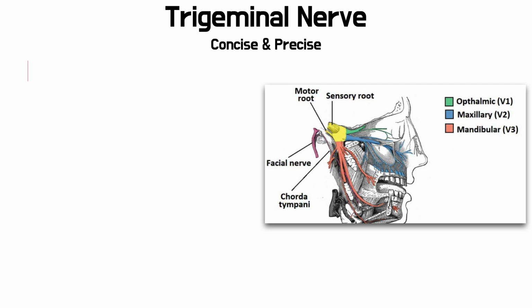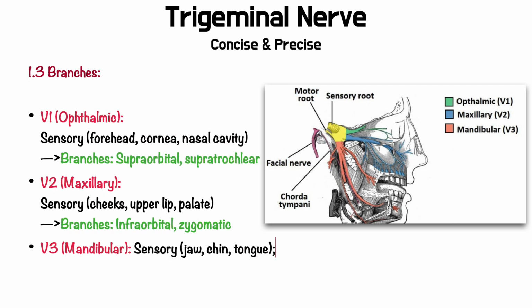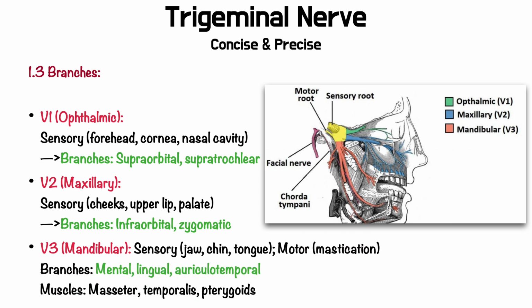Let's talk about the branches. V1 is obviously the ophthalmic. It supplies sensation to the forehead, cornea, and nasal cavity, and the branches are supraorbital and supratrochlear. In the figure attached here, the green portion is the ophthalmic division, the blue is maxillary, and the red is mandibular. You have the motor root and sensory root for this nerve too. V2 is the maxillary division. It provides sensation to the cheeks, upper lip, and palate. The branches are infraorbital and zygomatic.